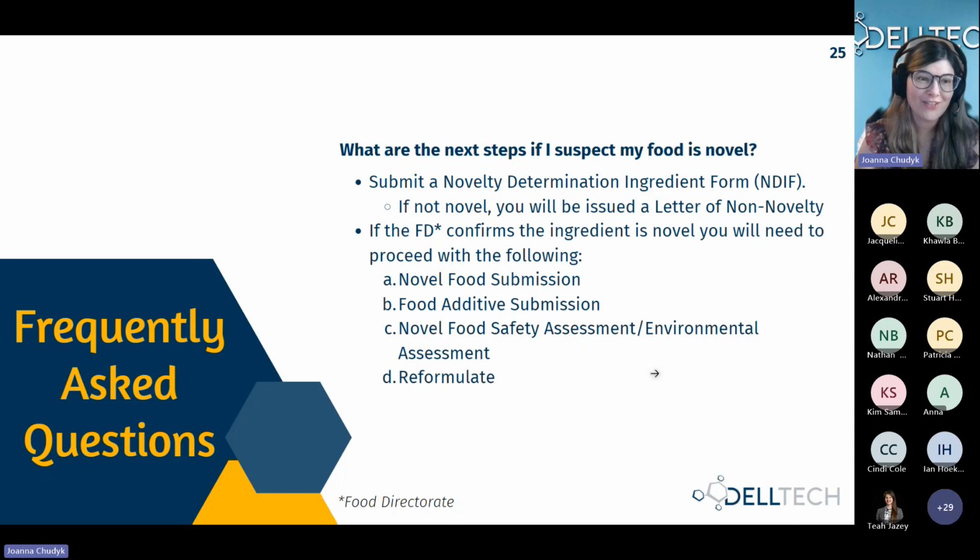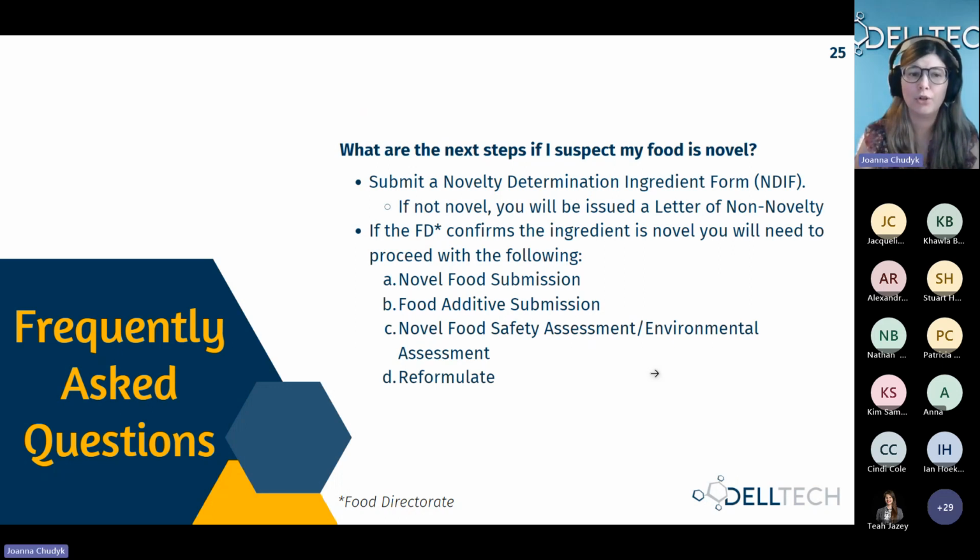But if the CNF comes back to you and says, I think you need to get this ingredient evaluated by the food directorate since we don't think it's a common food ingredient, what are your next steps? So the first step would be to submit a novelty determination ingredient form, or an NDIF. And this is basically a document that outlines exactly what your ingredient is. So the manufacturing information, what type of components or sub-ingredients are present in the product, and a history of safe use if it exists in a different country. So all of this information is provided to the food directorate, and they will come back to you stating whether they think your ingredient is novel or not novel.